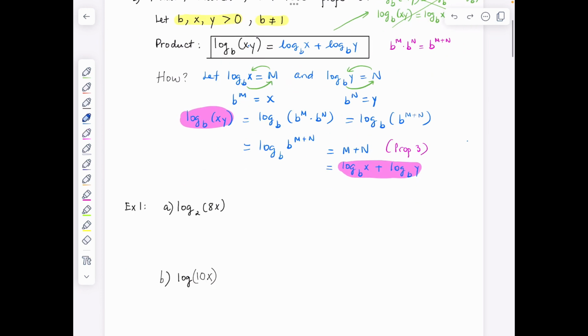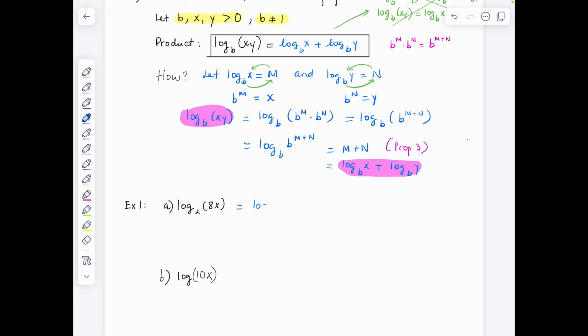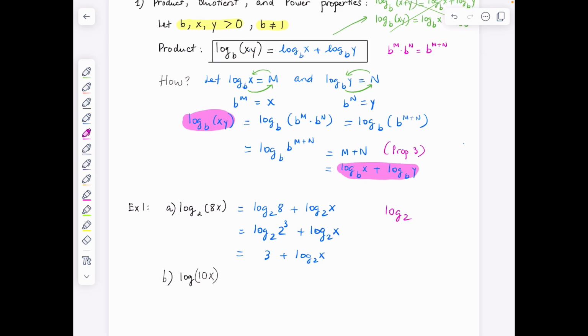So let's apply this formula in some examples. We have log base 2 of 8 times x. So that is equivalent to log base 2 of 8 plus log base 2 of x. Now it is our responsibility to make sure that everything is simplified. So log base 2 of 8, that's the same as log base 2 of 2 cubed plus log base 2 of x. And log base 2 of 2 cubed, again using property number 3, this will become 3 plus log base 2 of x.